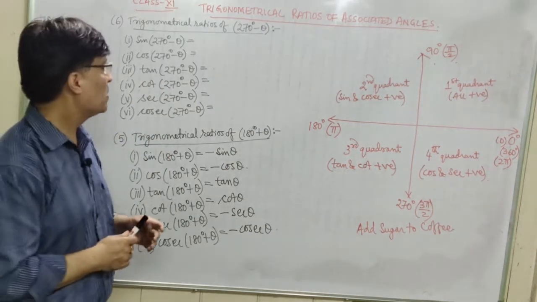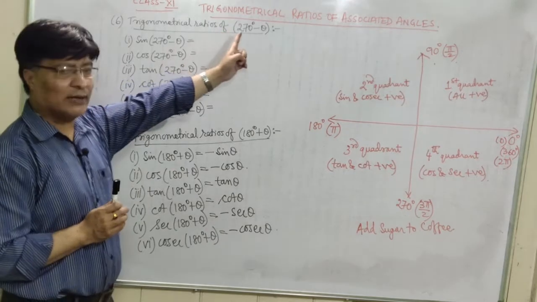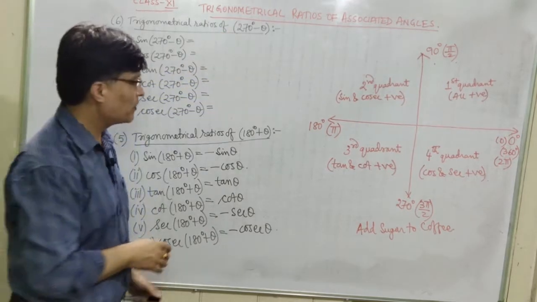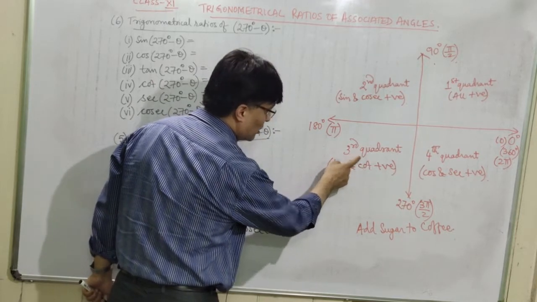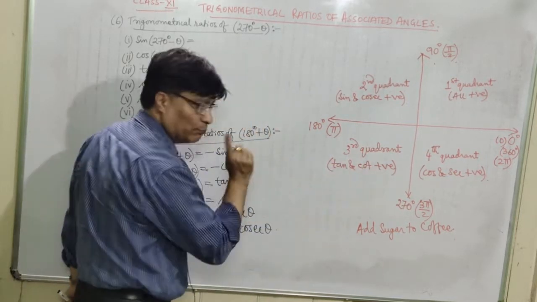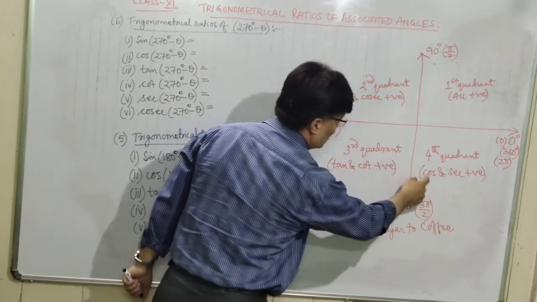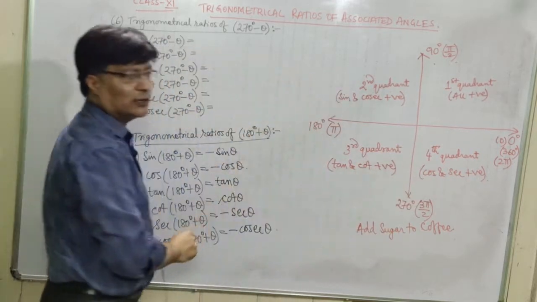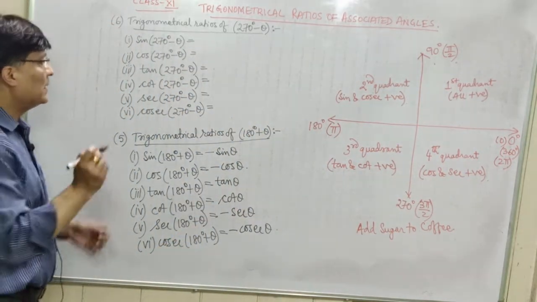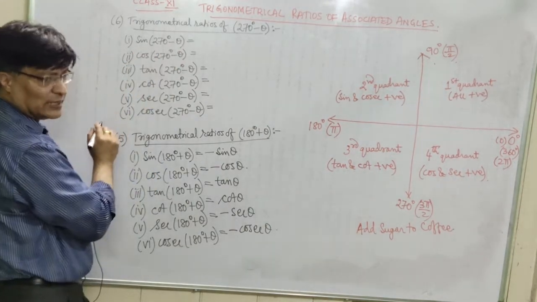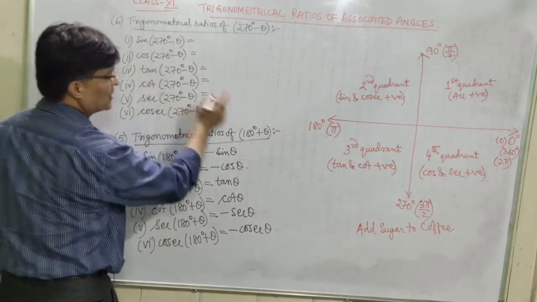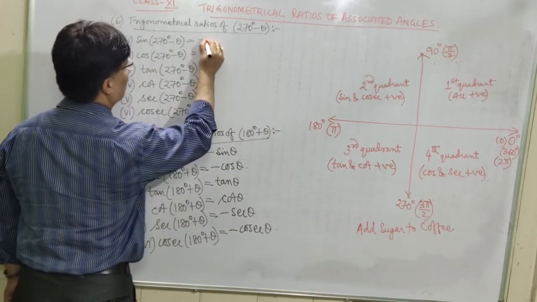Is that clear? Now in which quadrant does this angle lie? 270 degree minus theta lies in the third quadrant. And in the third quadrant, tan and cot are positive, but sine, cosec, cos and sec are negative. Okay? Now, let us write down the formula for sine 270 minus theta. Sine is negative in the third quadrant, so it is minus sine.